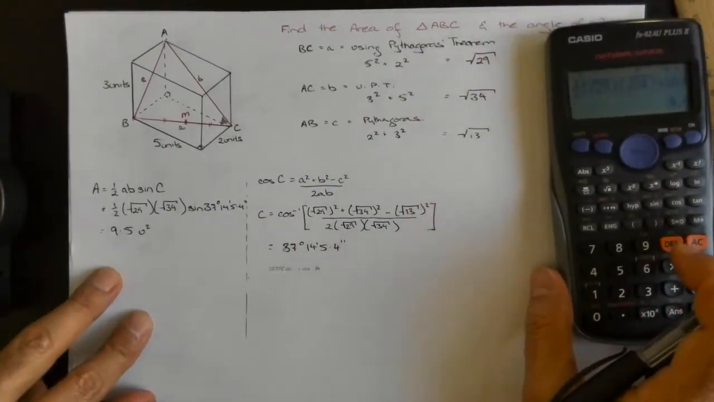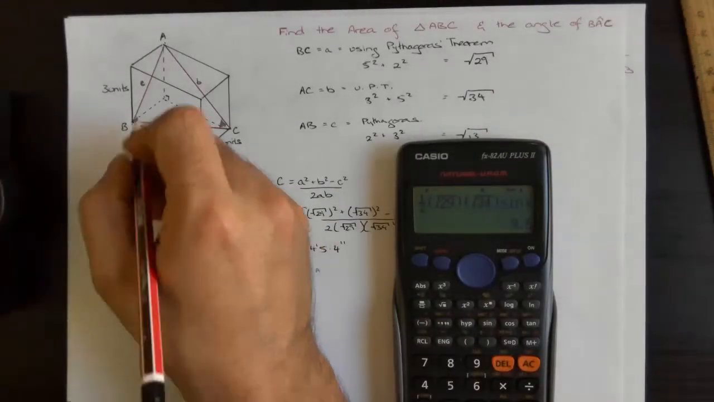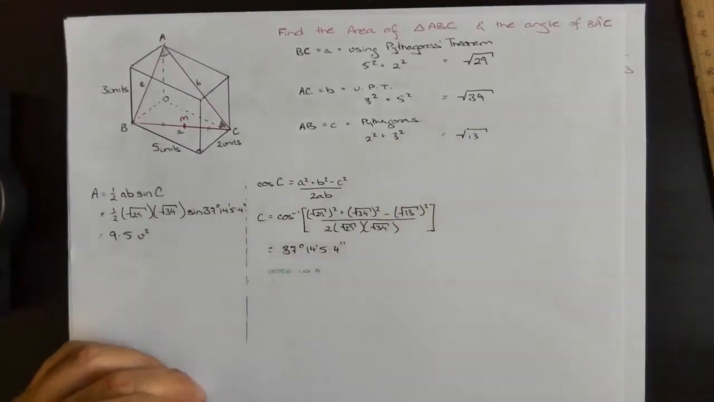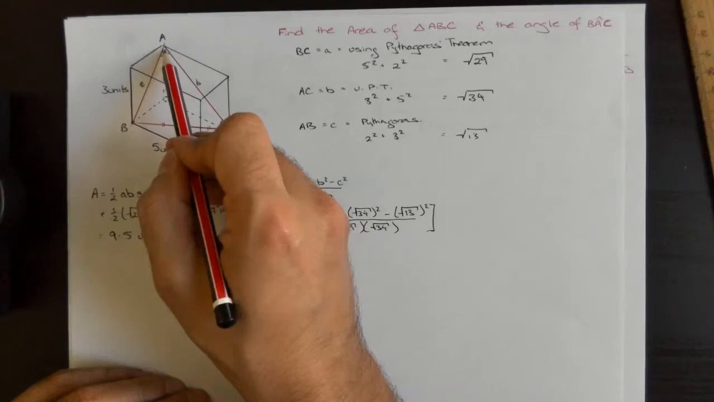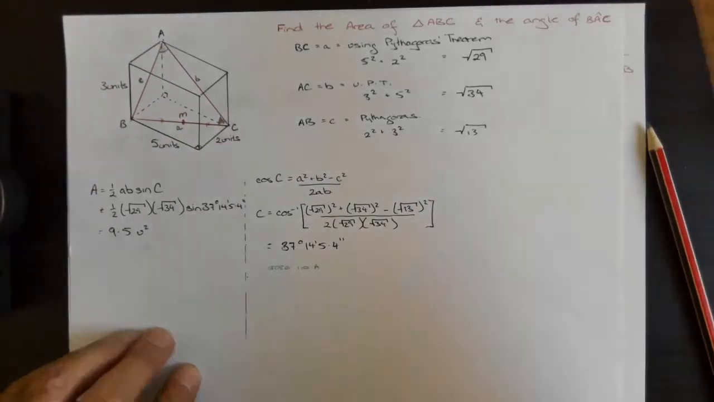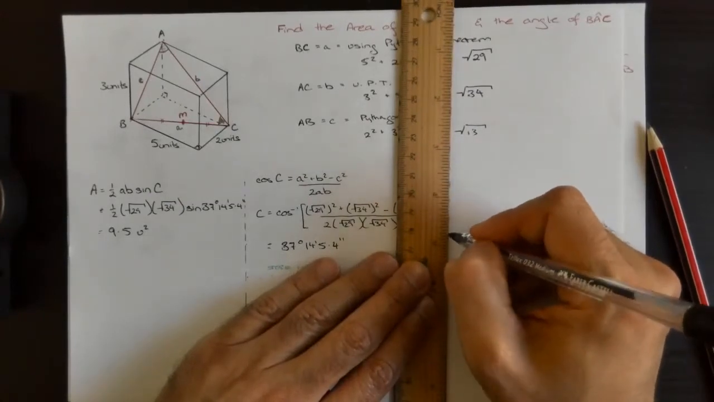All right. We want to find the angle BAC, so that's this angle here. Because I've used the cosine rule to figure out this angle, I can use the cosine rule to do that. However, just to have a different example, I'm going to use the sine rule for this one now.